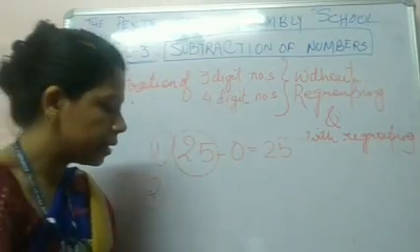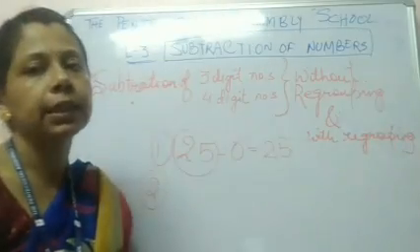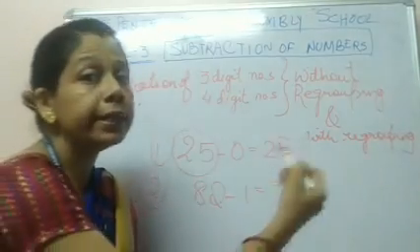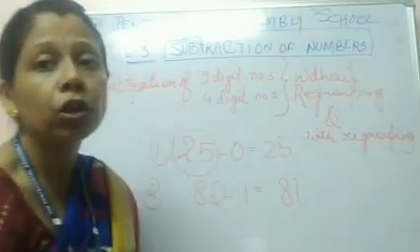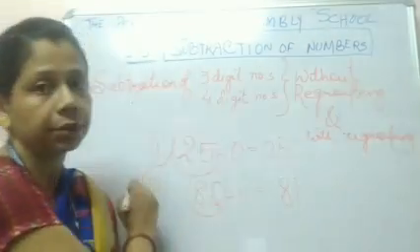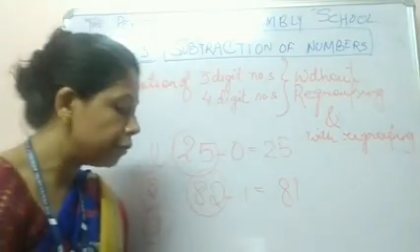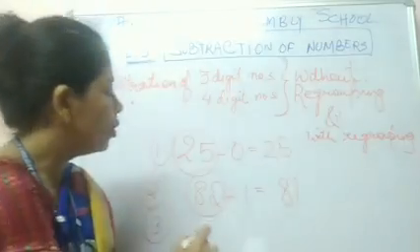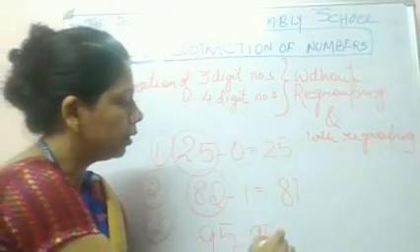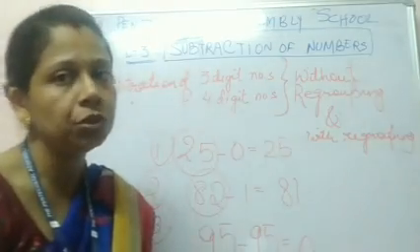Second is, when we subtract 1 from a number, the answer is 1 less than the number. So if we take any other number, 82 minus 1, it is 1 less than the number. This 1 less than the number is also called the predecessor. Then third is, when we subtract a number from itself, the answer is always 0. So whatever number you take, 95, subtract 95 from it, your answer is 0. So these are 3 important subtraction facts which you should know.